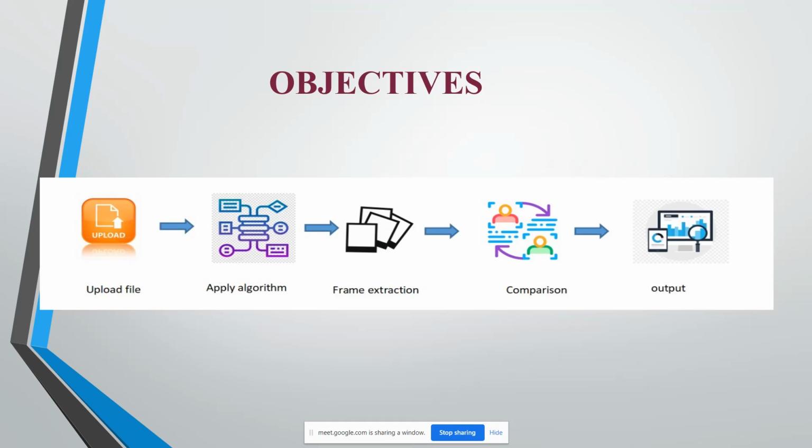Let us look at the objectives. Here, our main objective is to detect whether the suspect image is forged or not. Firstly, we will upload an image file which needs to be tested, and it can be of type JPG, PNG, GIF, etc.